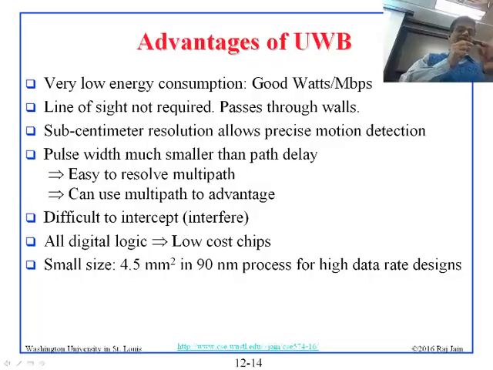So basically what happens is these are nanoseconds, and if I went there and came back, and if I went there and came back, the two paths will be very different compared to the width of the pulse. So we can figure out these different paths. So it is easy to use multipath, and therefore we can use multipath to advantage, and it is difficult to intercept because it's all noise. Nobody can figure out that it's even happening.